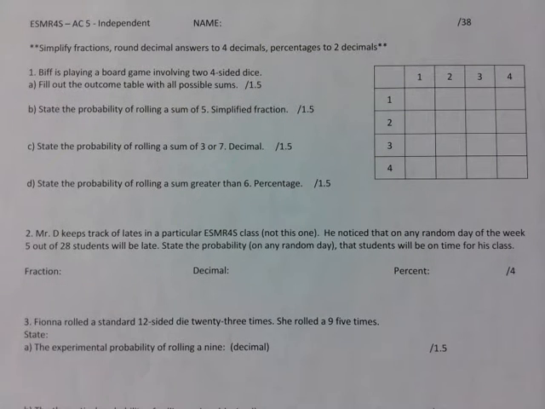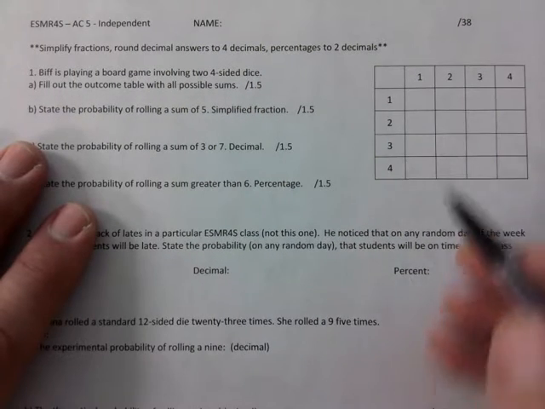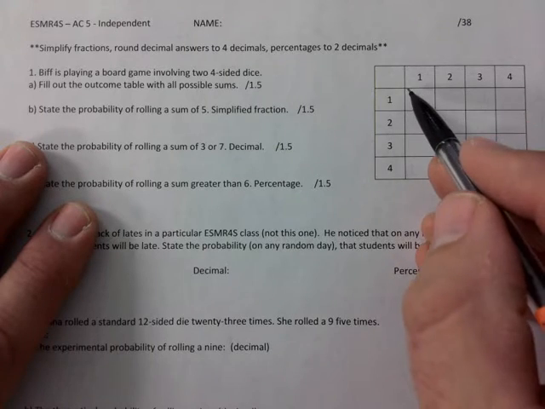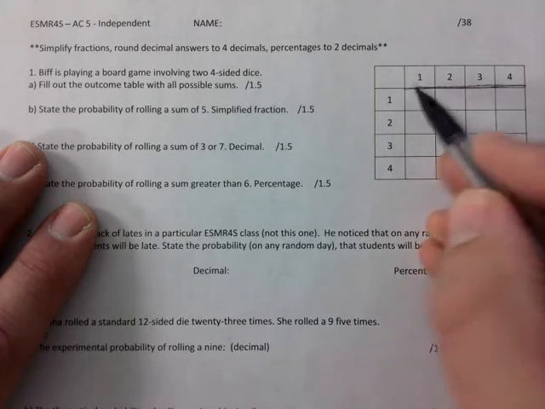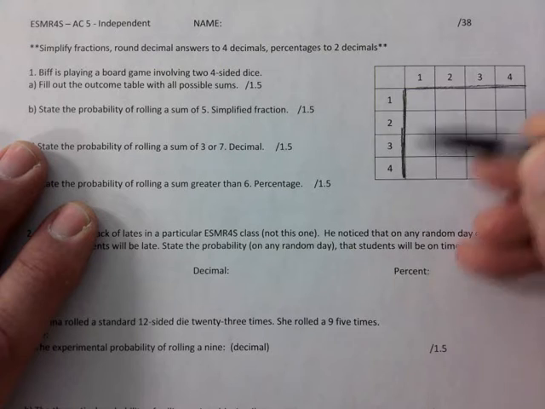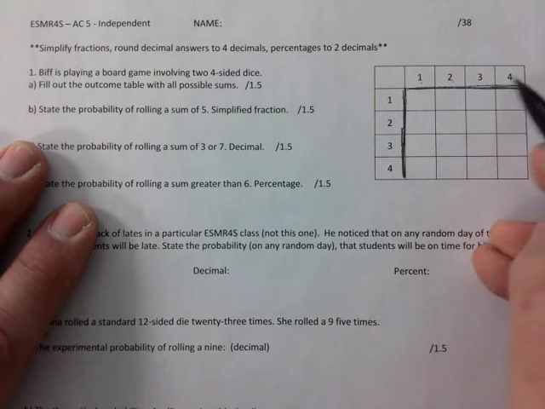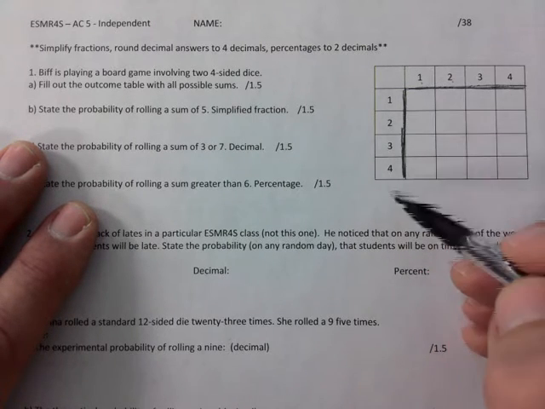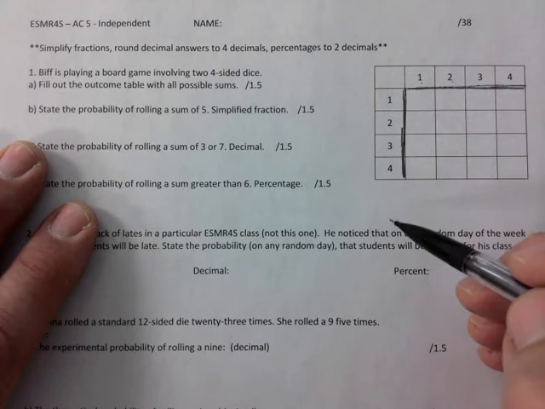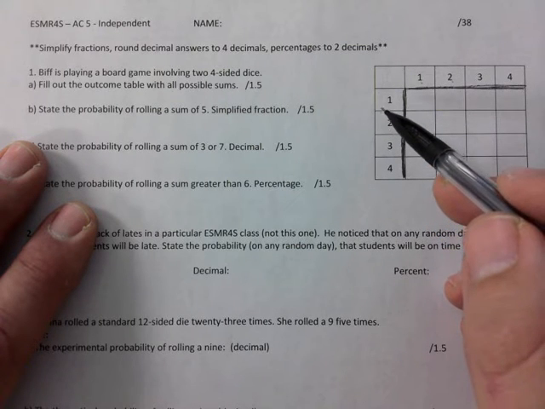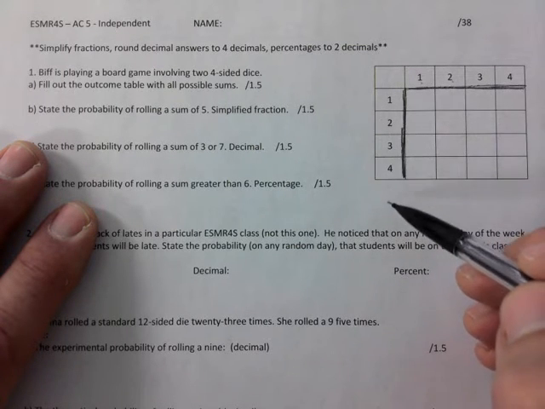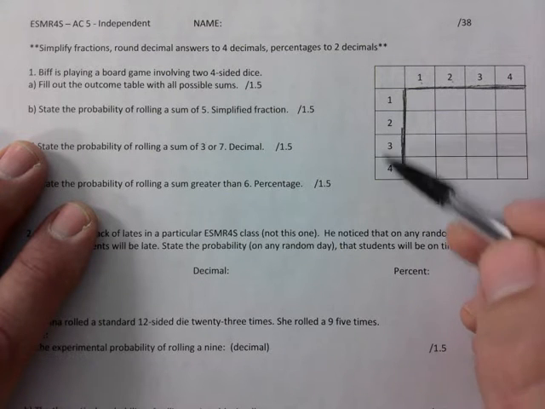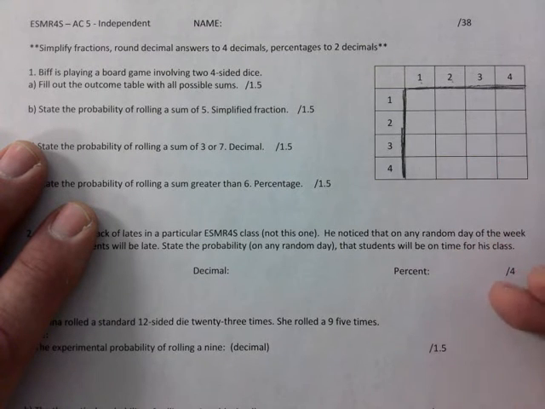Okay, so here we go. When you're given an outcome table, guys, you want to go 1, 2, 3, 4, 5, 6 if it's a 6 by 6, right? Two 6-sided dice. Sorry, if it's like the colors we did yesterday, 4 colors and 4-sided dice, right?